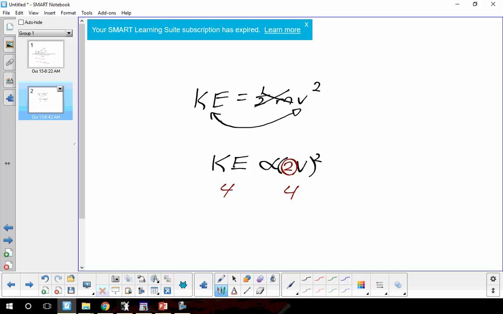So whatever factor I increase my velocity by, I must square it, and that will be the factor increase in my kinetic energy.